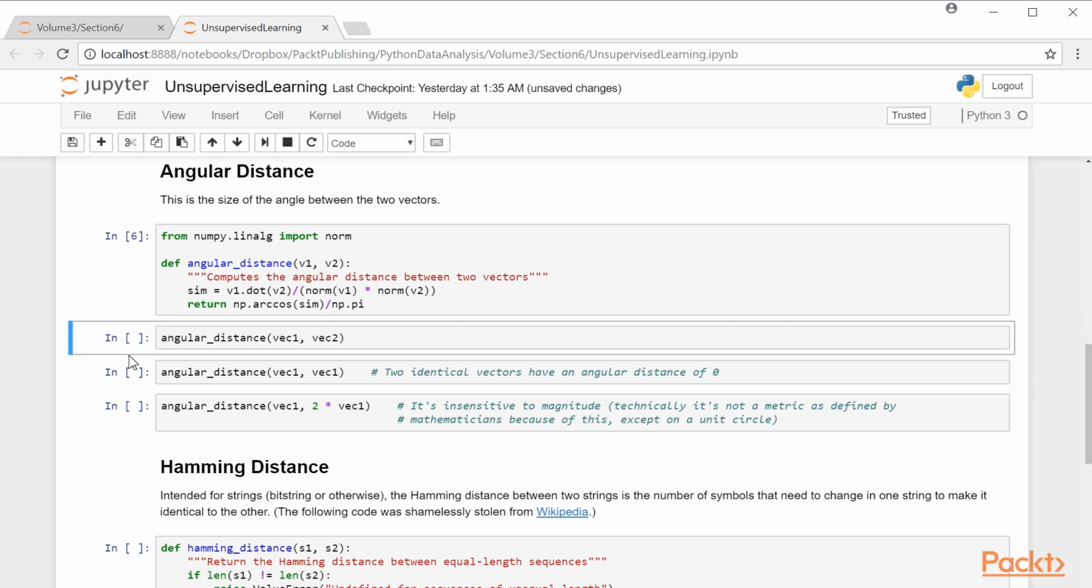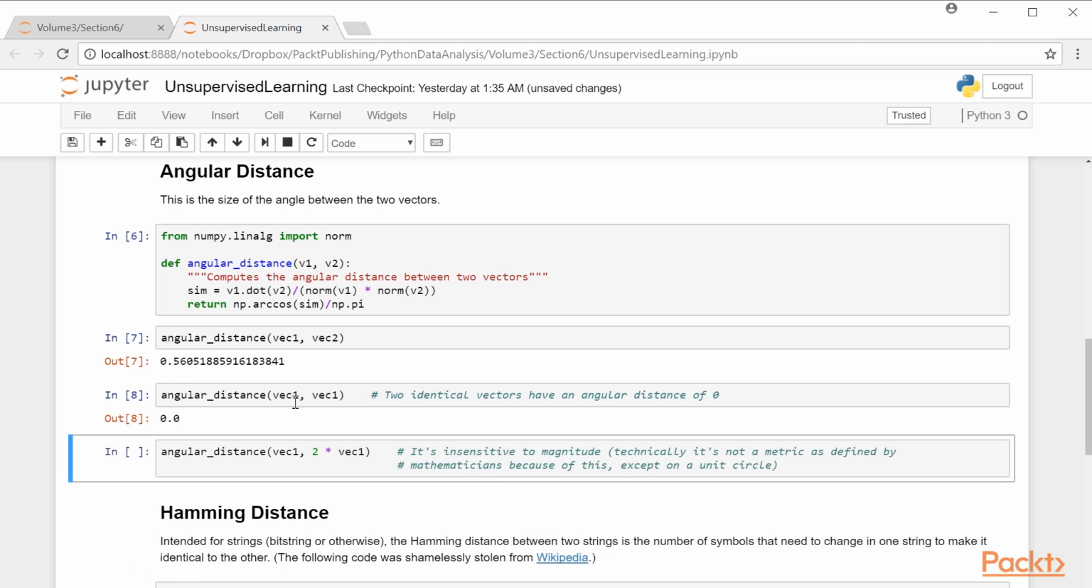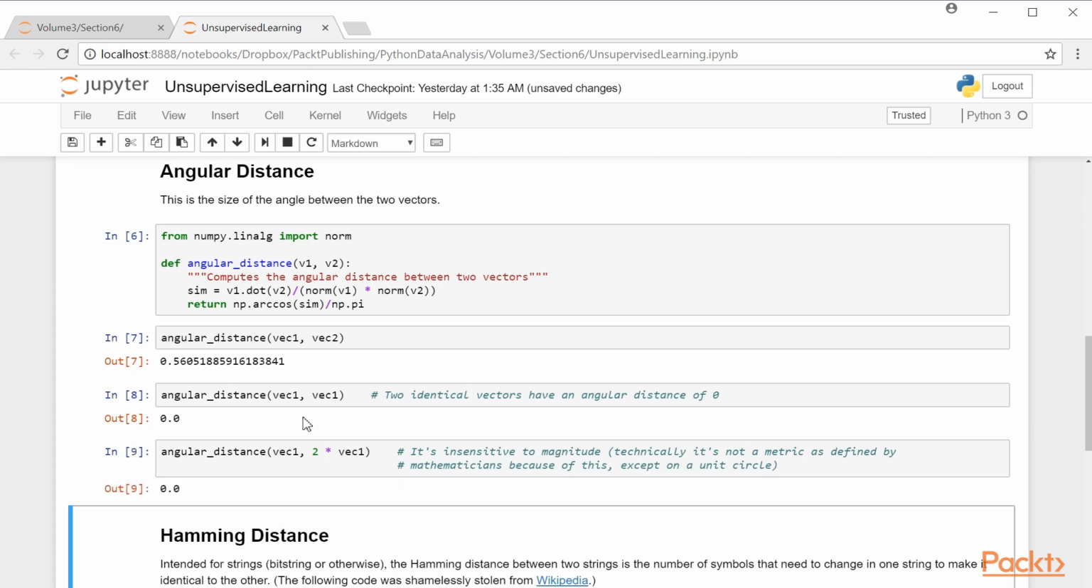distance. We're going to see that for vec1 and vec2, we have an angular distance which is this, and the angular distance between vec1 and vec1, in other words, the angular distance for the same vector, is 0. And any distance must satisfy this property. The distance between a point and itself is 0. But we also have the characteristic that the angular distance between a point and 2 times that vector is also 0. And that would make angular distance not a distance in the mathematical notion of what a distance must satisfy.